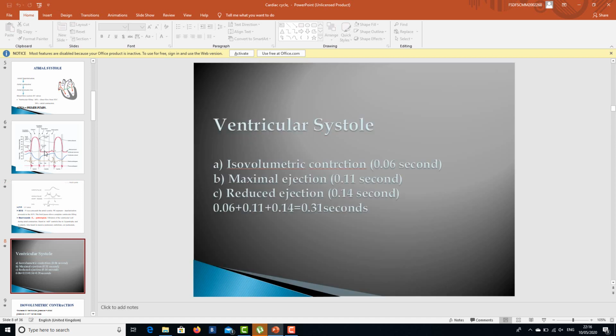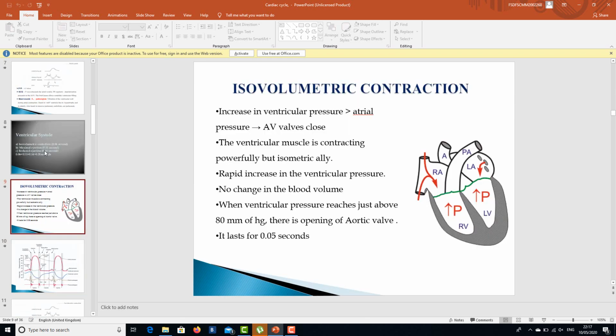Then there is ventricular systole. Now this is actually isovolumetric contraction, 0.06 seconds. Then there is period of maximal ejection, 0.11 second. Then there is period of reduced ejection, 0.14 seconds, and the total duration is like 0.3 seconds. Now we are going to talk about them one by one.